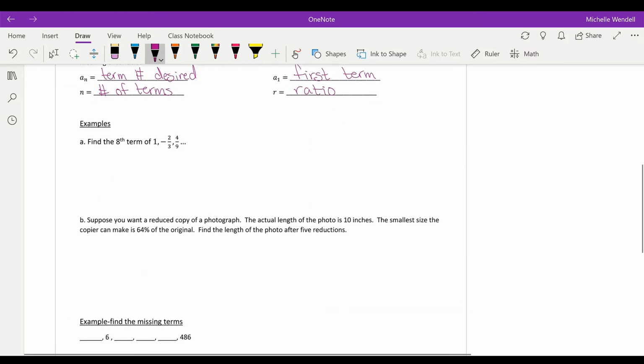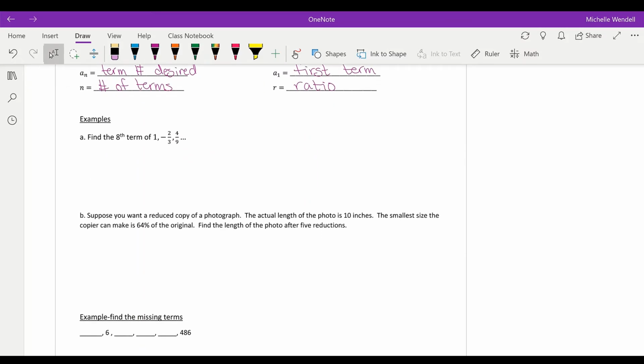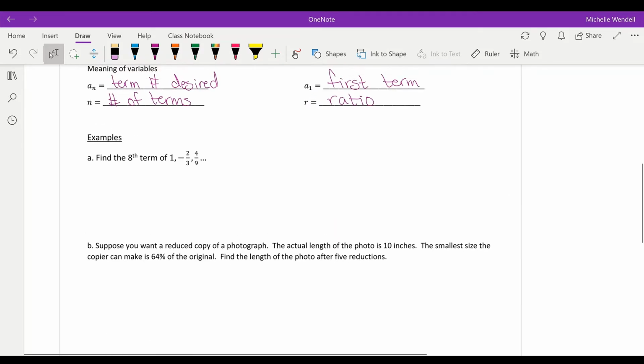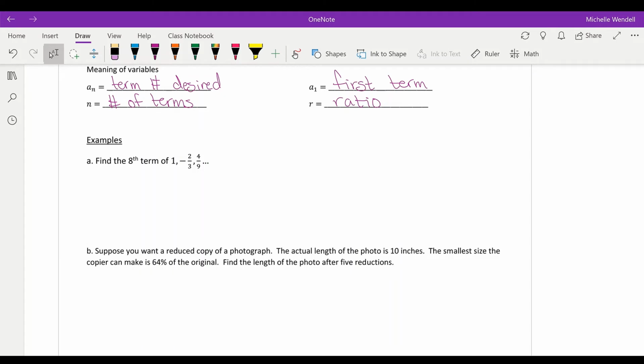Alright, so in these examples, in this first one, I'm going to find the 8th term of this sequence. So I have 1, negative 2/3, 4/9. So the first thing I need to do is find the ratio. How I'm going to do that is I'm going to take the second number divided by the first number. So negative 2/3 divided by 1, negative 2/3. Then I'll take the third number divided by the second number, which again is going to give me another negative 2/3. You could also see maybe going forward that you're multiplying by negative 2/3. That's fine if you see that.